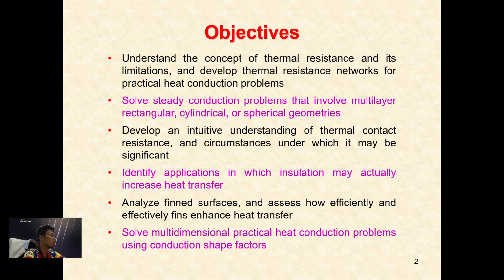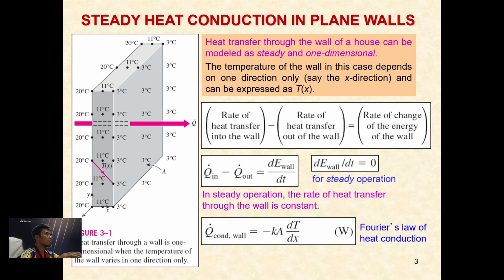Okay, so today we will only cover conduction in steady state. Okay, conduction in steady state, which is only one direction, 1D, no 2D nor 3D, only one direction. Okay, if I can read for you, steady heat conduction in plane walls, which is heat transfer through the wall of a house, can be modeled as steady and one-dimensional. Okay, one-dimensional. What is steady?